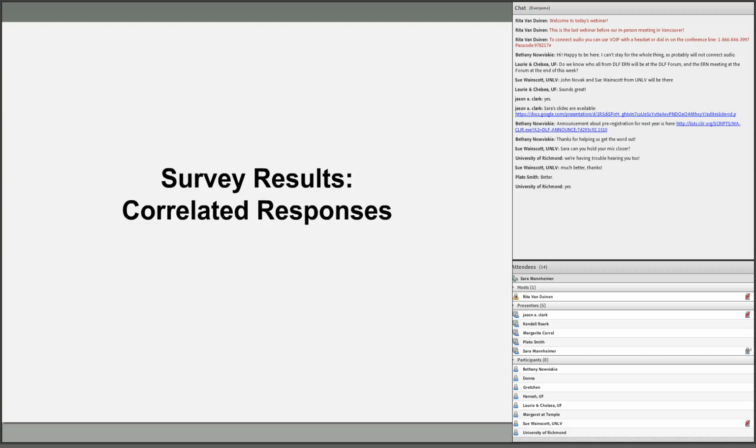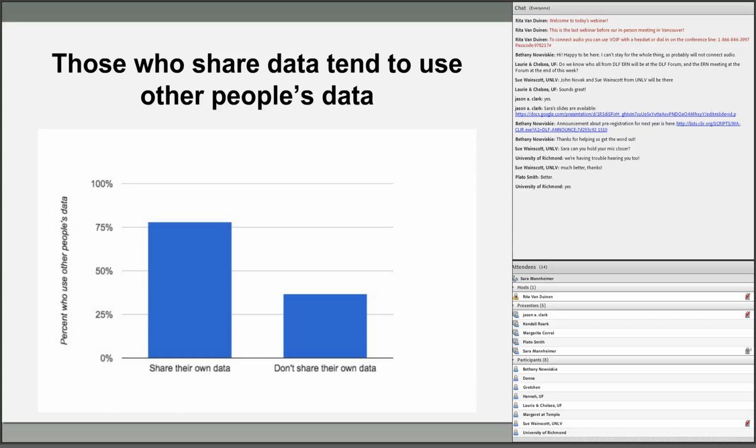And then we also analyzed some correlated responses. First, we found that those who share data tend to also use other people's data. So you can see here that 78% of those who share data download data from repositories and use it themselves, whereas only 37% of those who don't share their own data use data from other sources.